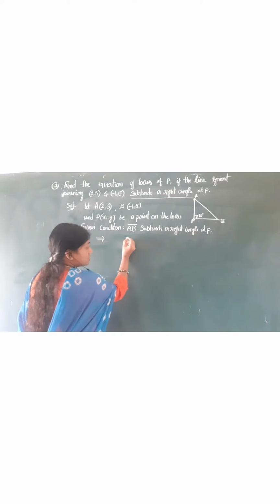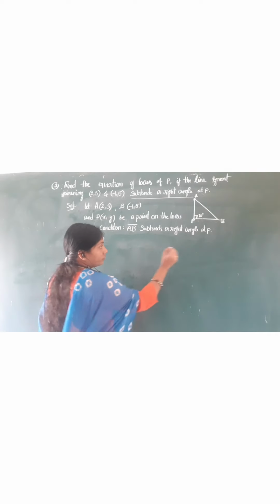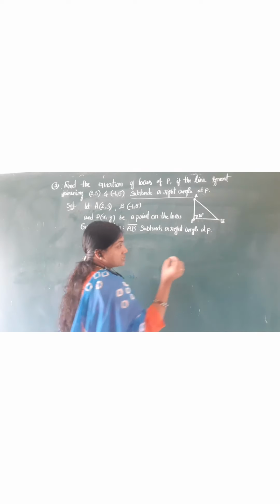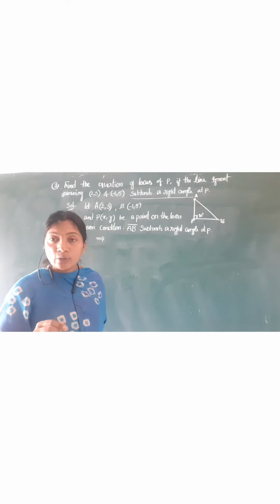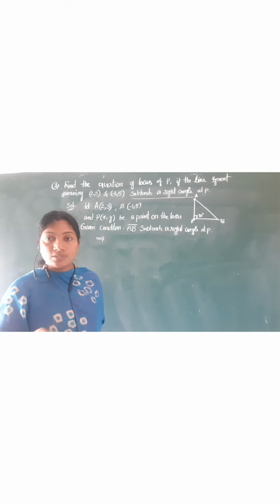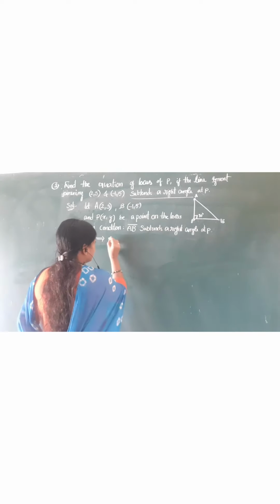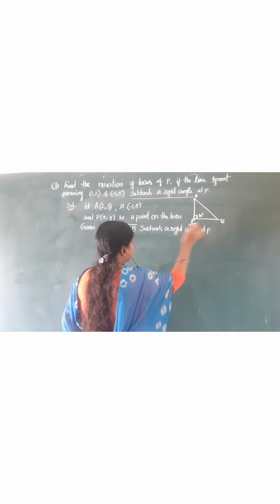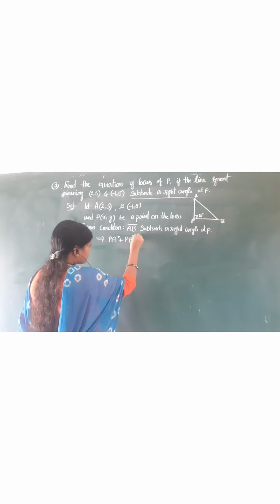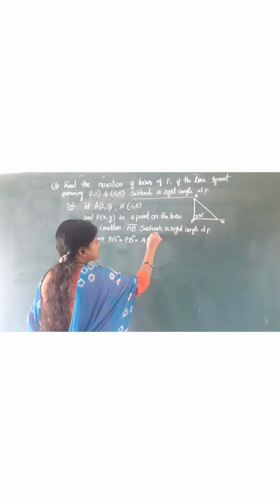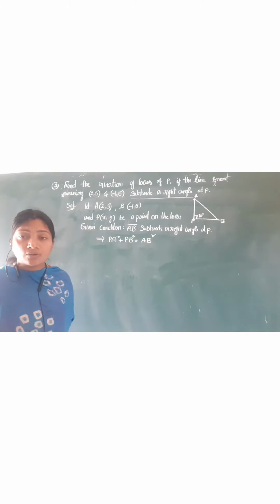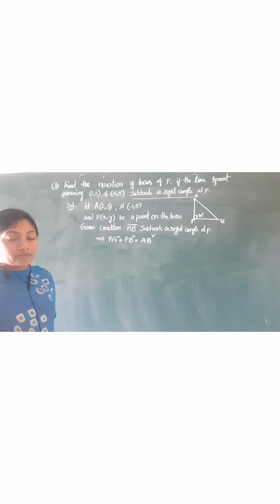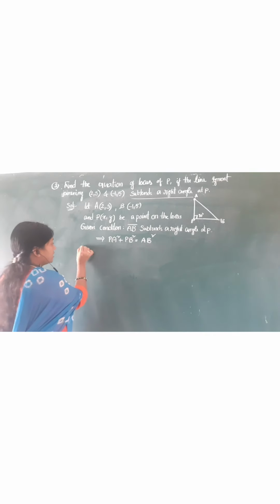So what do you say from this? By using Pythagoras theorem, we can say that hypotenuse square is equal to the sum of squares of the other two sides, right? So let us take the other two sides' squares, PA square plus PB square is equal to AB square. That's it, we got the condition. Once you got the condition, you are done. Half of the part. Now let us find these values.